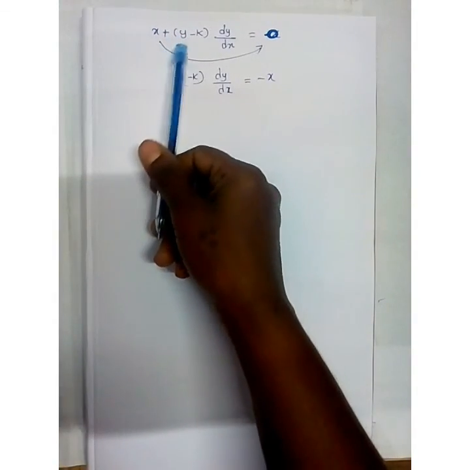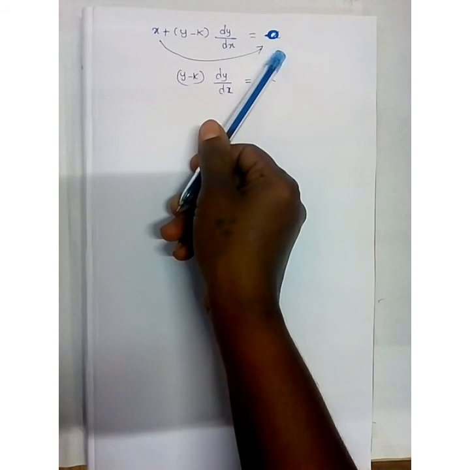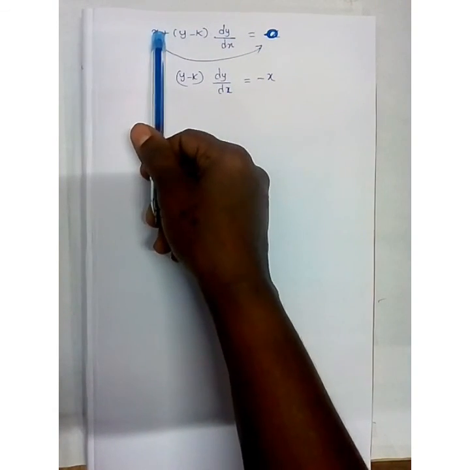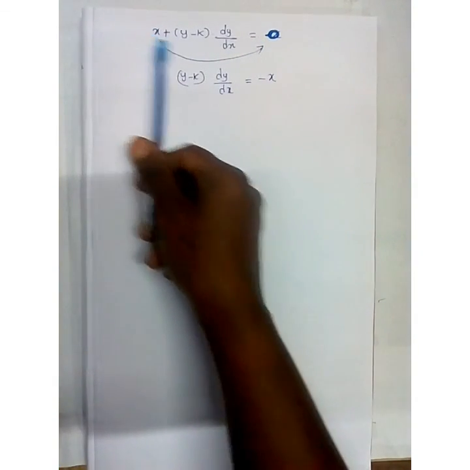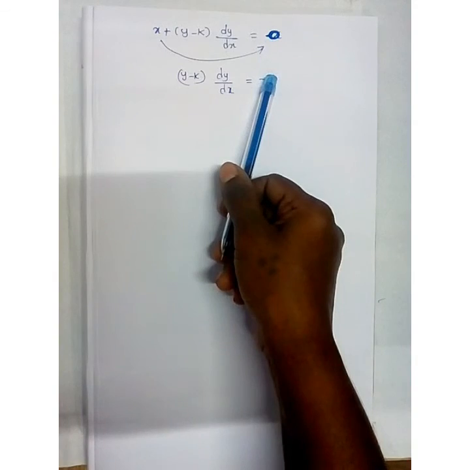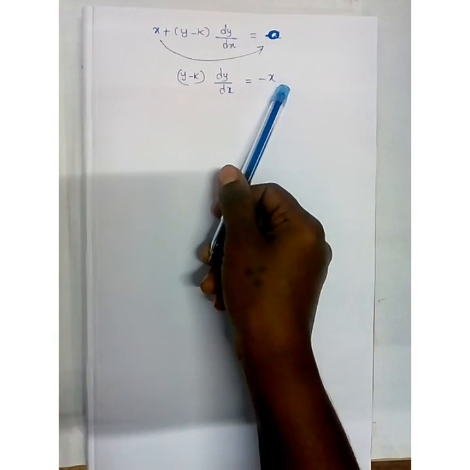The equation is x plus (y minus k) into dy by dx equal to 0. Now I am going to bring this x to the right side. So it will become minus, because here it is positive; when it comes to the right side it will become negative. So (y minus k) into dy by dx is equal to minus x.